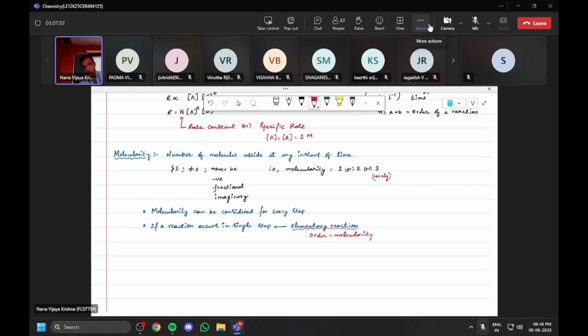As of now, we know what molecularity is. Now we will see what we mean by order, and then we will see how they become equal. So if a reaction occurs in a single step, we directly calculate molecularity, and that molecularity itself is equal to order. Any questions on molecularity? Now come to order of a reaction.